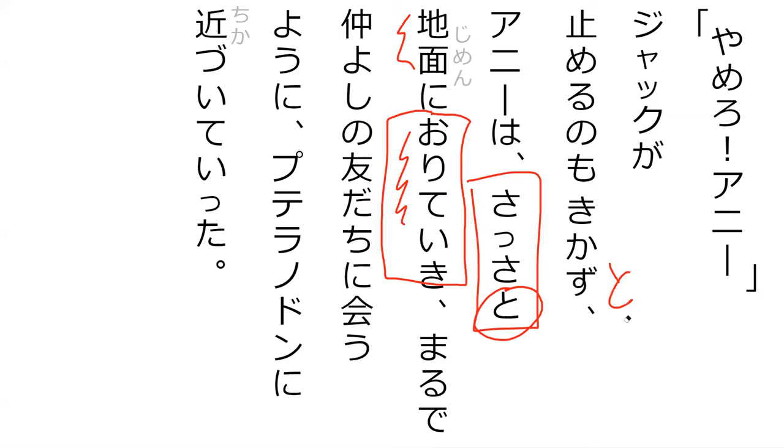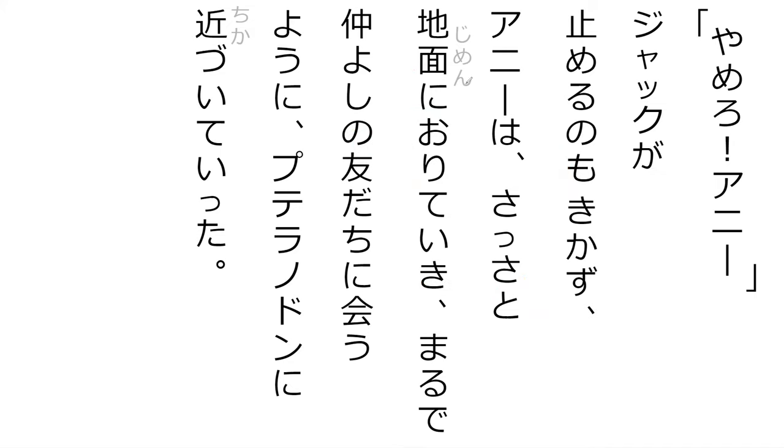They're using sasatto because it just means, okay, right after she does this, she does the next action. So there's no delay, in other words, sasatto. Okay, so I think you know all the parts of this. Oh, yamero. So you know yameru. Yameru and tomeru are like the same word. They both mean stop, to stop something. Yamero means you stop. It is an order. So stop it.